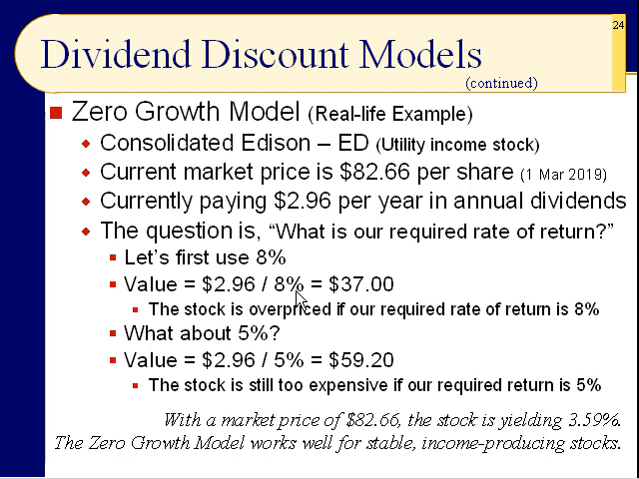What about 5%? Well, $2.96 divided by 0.05 is almost $60, $59.20. So the stock is still too expensive for us if our required rate of return is 5%. With a market price of $82.66, the stock is yielding 3.59%, which when you go back in time, utilities typically returned much more than this, which is yet another indicator to me that prices as a whole are pretty rich, pretty dear in the United States.